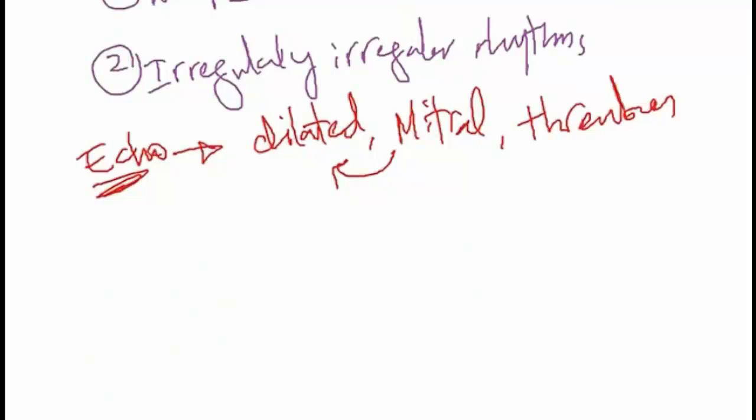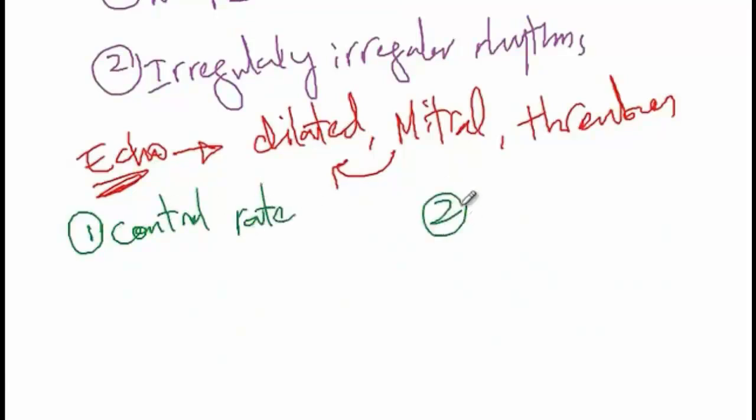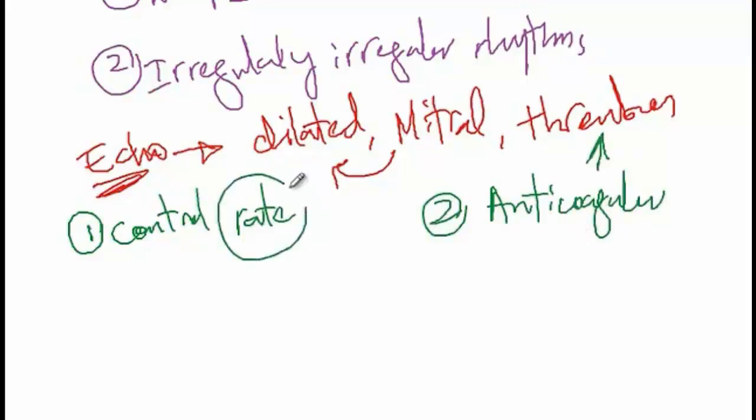And then echo is also helpful to see if there is any thrombus that is formed inside the heart. Now, for the treatment of these patients, the goals are 1, to control the rate, and 2, to anticoagulate. So since there is blood stasis in atrial fibrillation, there is high risk of coagulation and thrombus formation, and so you will have to anticoagulate these patients. And then for the rate, you would like it to be less than 110.